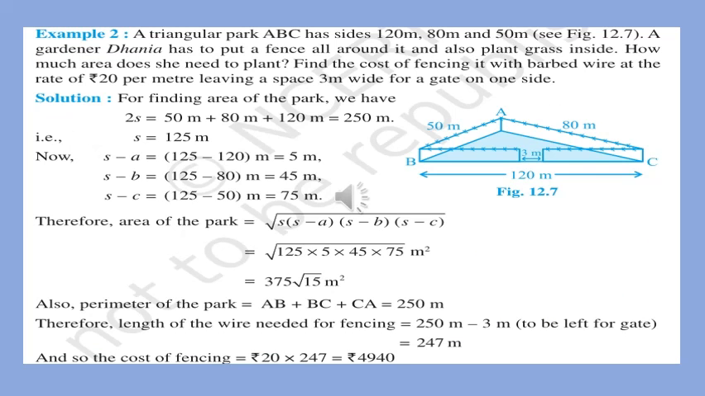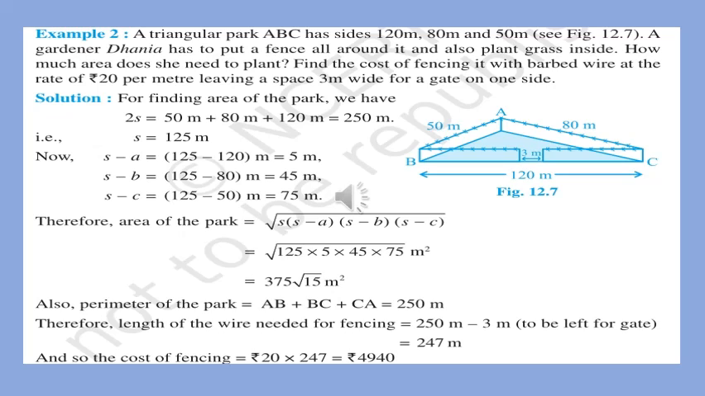A triangular park ABC has sides 120 meter, 80 meter and 50 meter. A gardener Dhania has to put a fence all around it and also plant grass inside. How much area does she need to plant? Find the cost of fencing it with barbed wire at the rate of rupees 20 per meter, leaving a space 3 meter wide for the gate on one side.